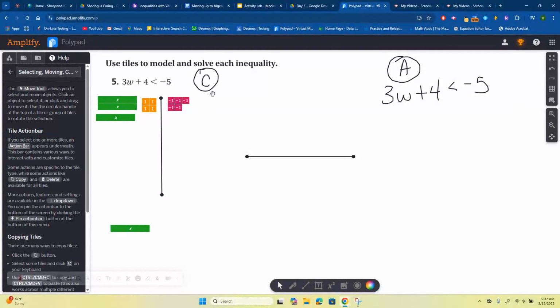Number 5 of our activity here. So I got 3w plus 4 is less than negative 5. Hopefully by this point you kind of see how easy this really is. This guy's ready to go. There's no flipping that we're going to need to do. Just make a copy of that plus 4, but I got to make it what?